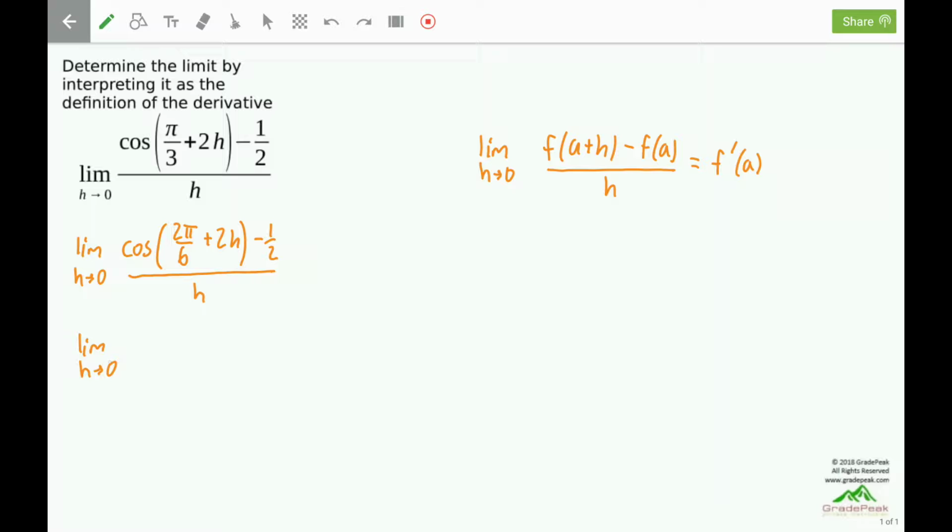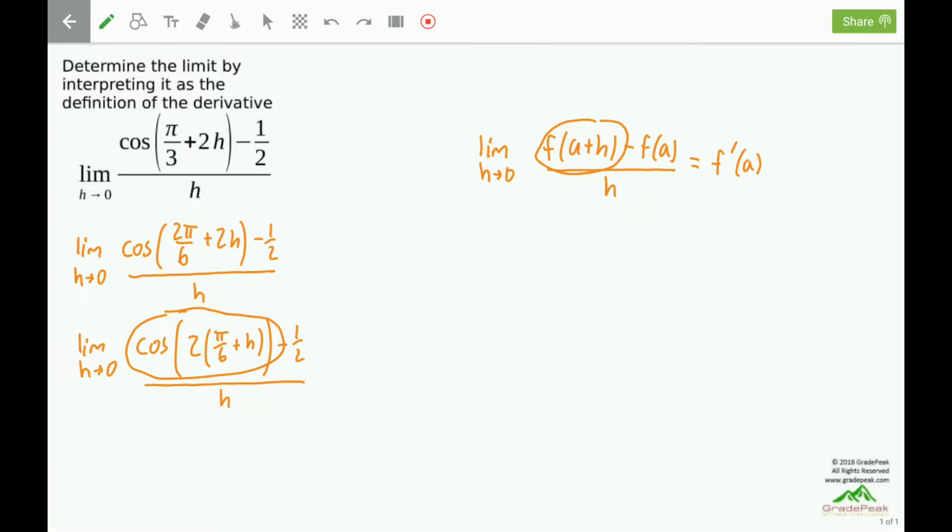Now all this is being done just so we can have the form of a plus h. We don't want a 2h. So if I factor the 2 out, I will have a pi over 6 and an h. And then this entire thing is over h. So there's the form I'm going to want. Now we can compare f of a plus h to this, which has an a plus h in it.